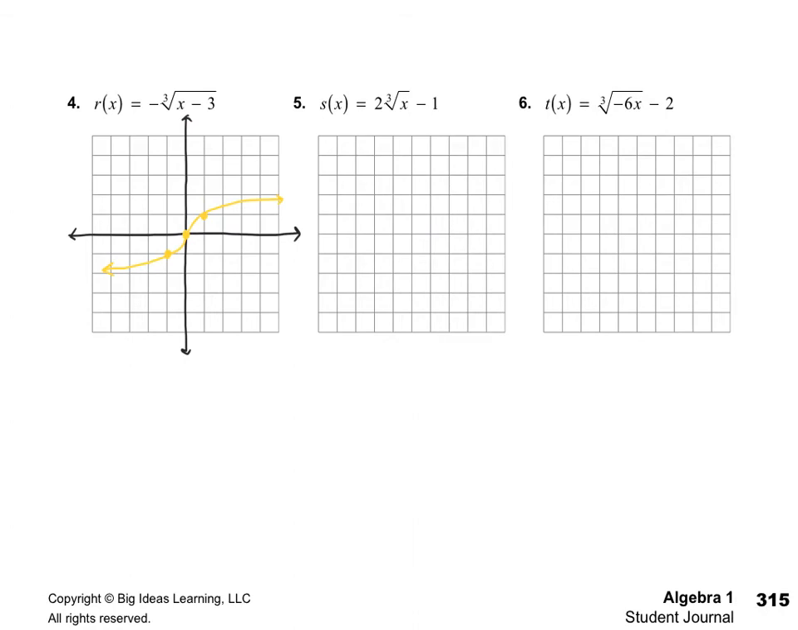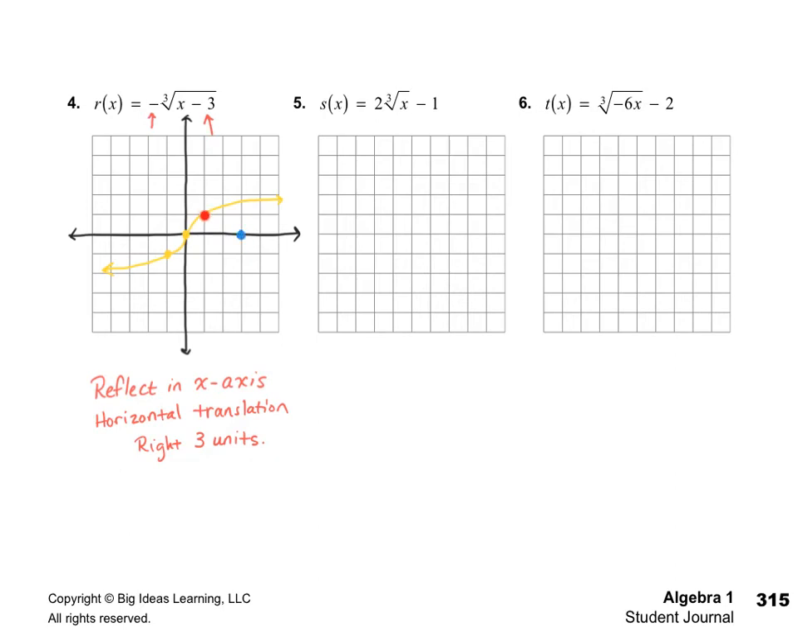Okay, on number 4, I went ahead and drew the parent function. The negative on the outside there, remember, means that's going to reflect in the x-axis. And the -3 on the inside of the function means that the whole function is going to move to the right 3 units. So I'm going to start with my origin here. We're going to start with this one here. We're going to move it to the right 3 units, so it's going to end up there.